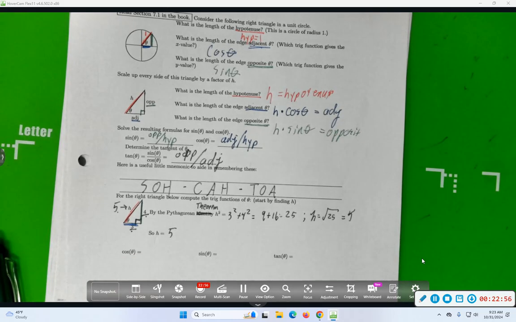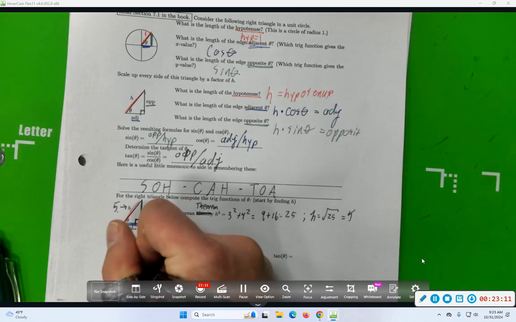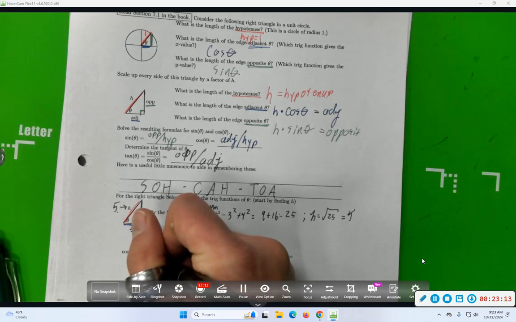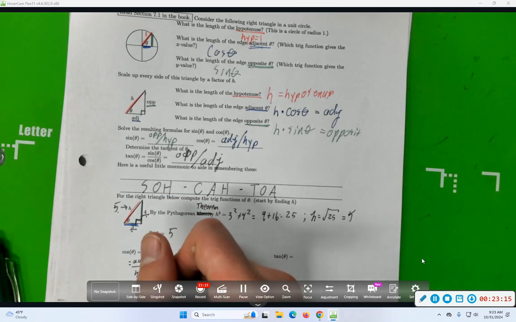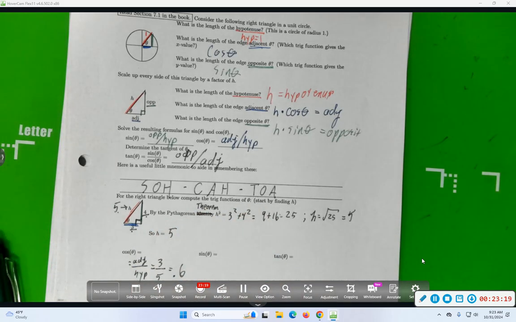All right. Is that enough information to now compute cosine theta? Right. So soh-cah-toa, cosine is adjacent over hypotenuse. What's the adjacent? 3. Cosine is adjacent over hypotenuse. Adjacent is 3. Hypotenuse is 5. If you really like fractions, that's 0.6. If you don't like fractions, 3/5 is fine.